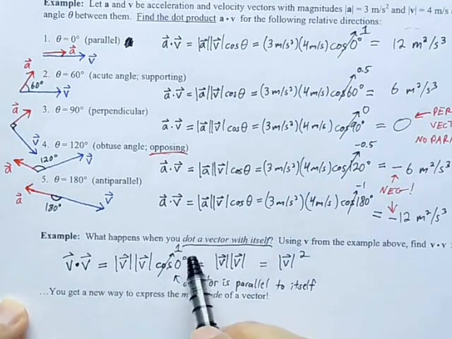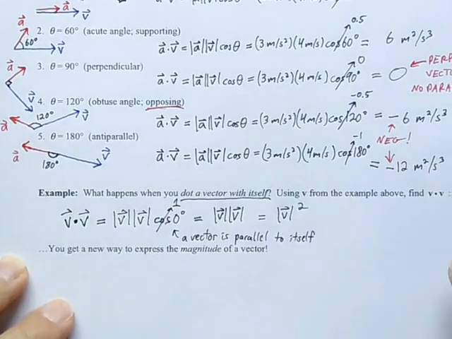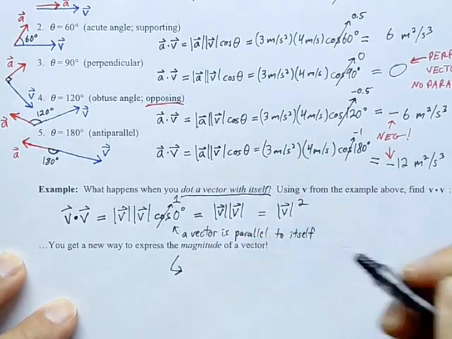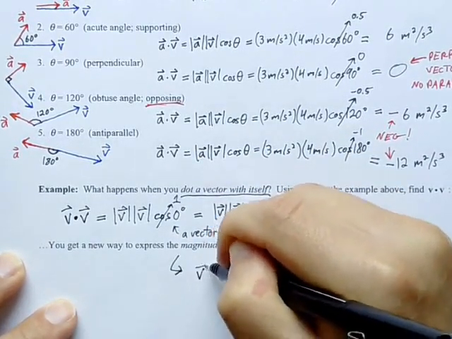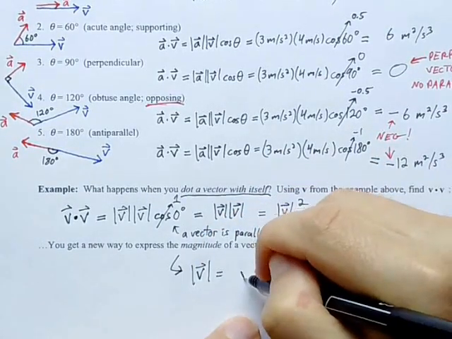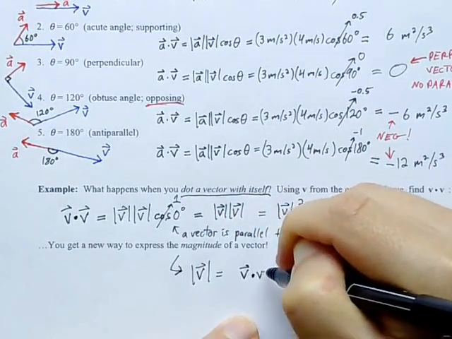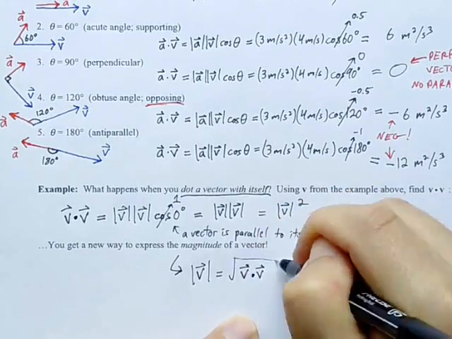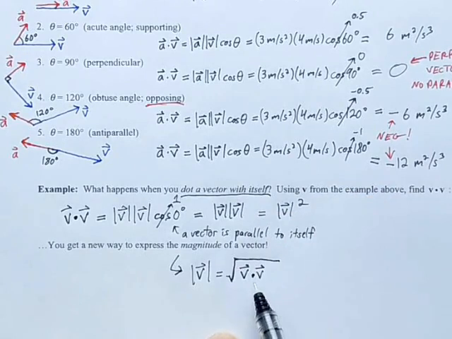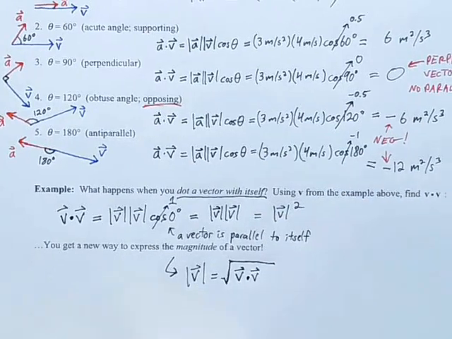The dot product of a vector with itself gives you the magnitude of that vector squared, which suggests that a way we could express the magnitude of a vector, the magnitude of v, is identical to the dot product of v with itself square rooted. Remember, dot product gives you a single value, so this is just a single scalar value, and if we take the square root of that scalar value, that gives us the magnitude of v.